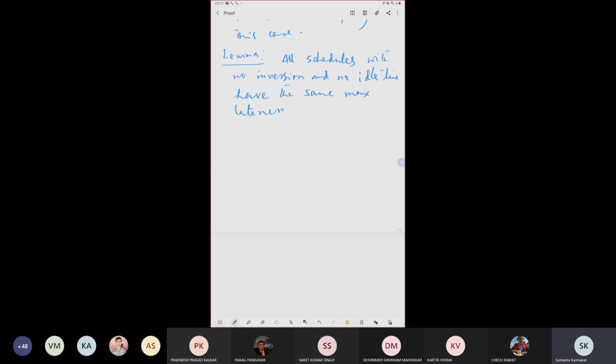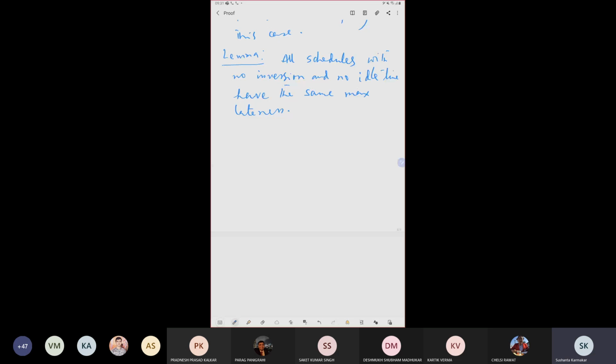This is one very important lemma that we want to use. The statement of the lemma is: all schedules with no inversion and no idle time have the same maximum lateness. That our schedule has no idle time, we first showed. And also we showed that our schedule has no inversion.